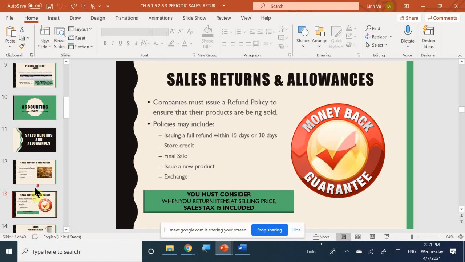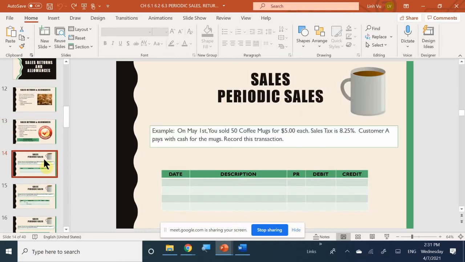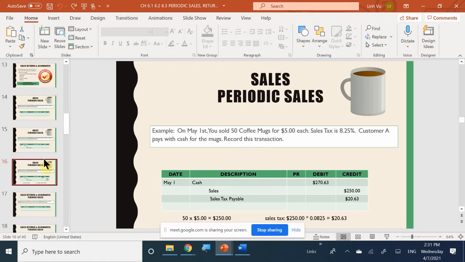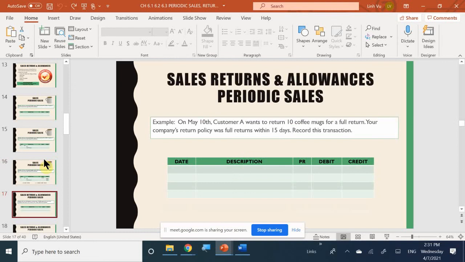Okay? So for this example here, we sold to this customer, we sold 50 coffee mugs to them for $5 each. So we're going to recognize that we received cash. The sales were for 50 cups for $5, excuse me. And we charged the sales tax. So we collected from them $270.62.